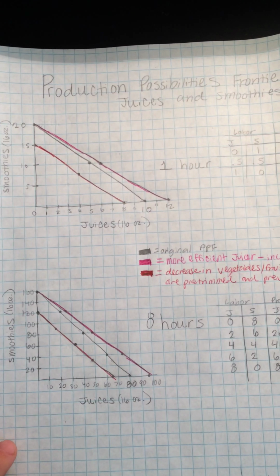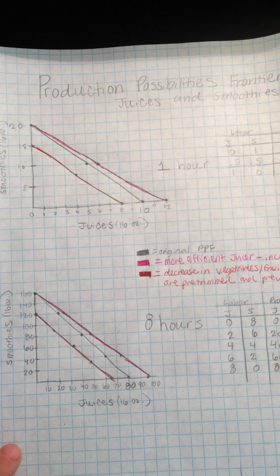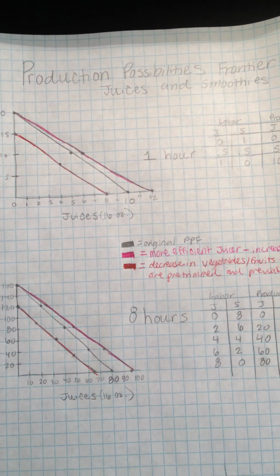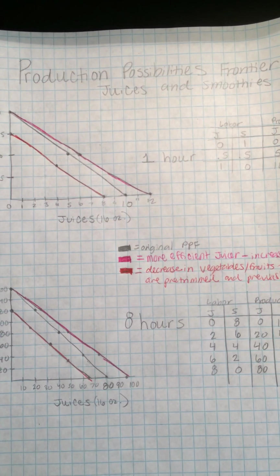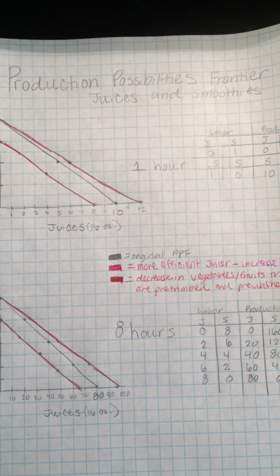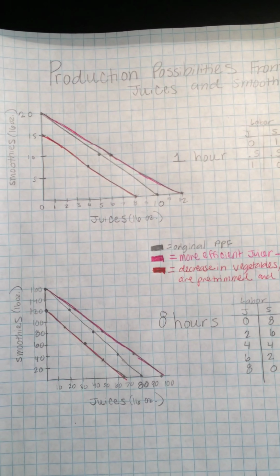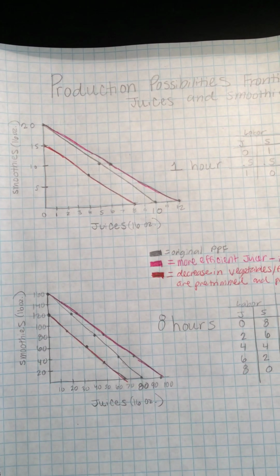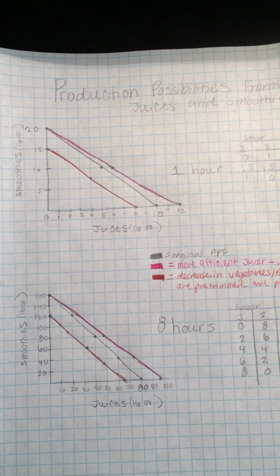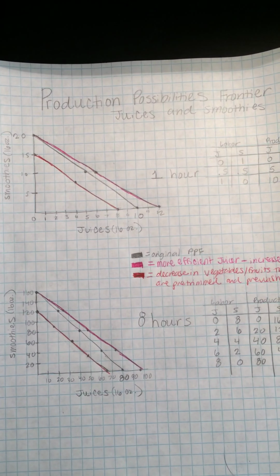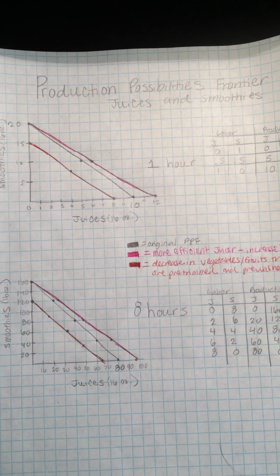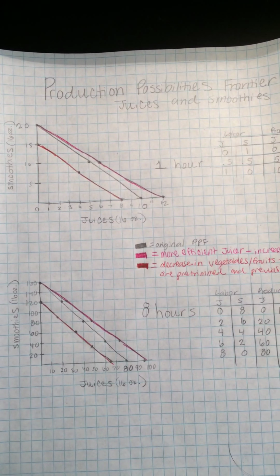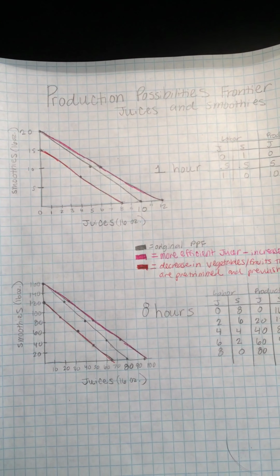So those are both of my graphs for the possibilities frontier for both juices and smoothies. And to produce both of these products, the resources that I would need would be pre-washed and pre-cut vegetables in order to make the production process go faster. And I would also use a juicer for creating juices and a blender for creating smoothies.